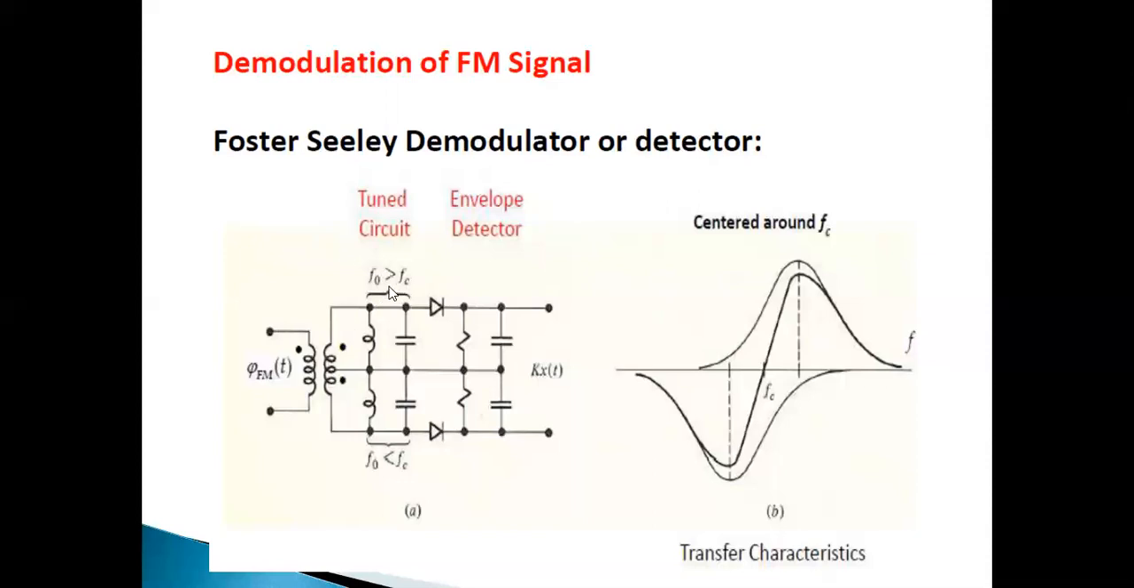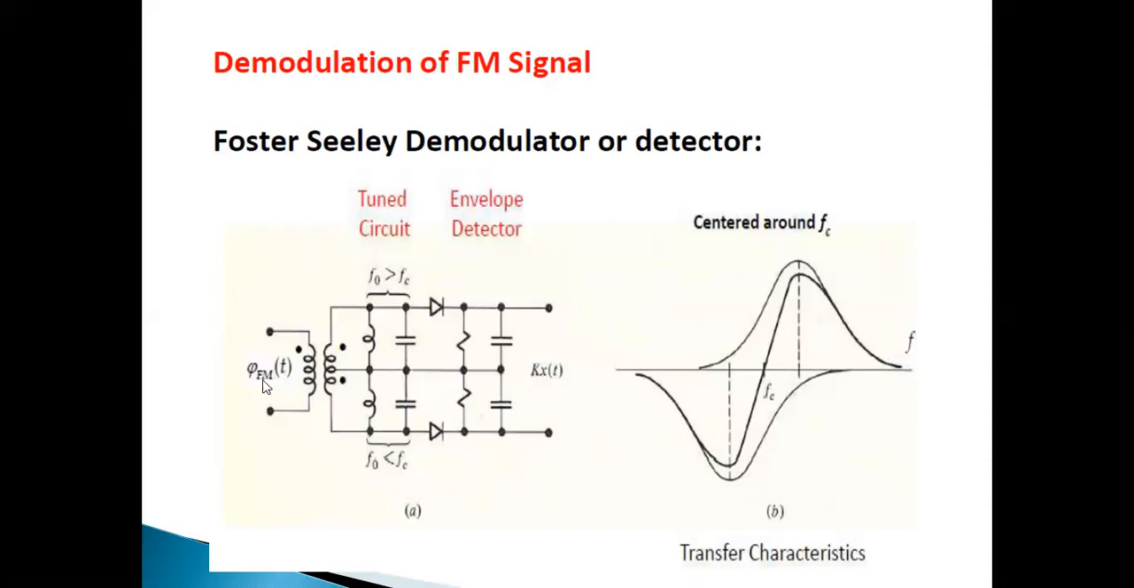Then F0 is greater than FC only. The output FM signal frequency should be higher than the carrier frequency in this first case. Then it will be processed through this diode. The diode detects it, and for the positive signal it will generate an output like this.